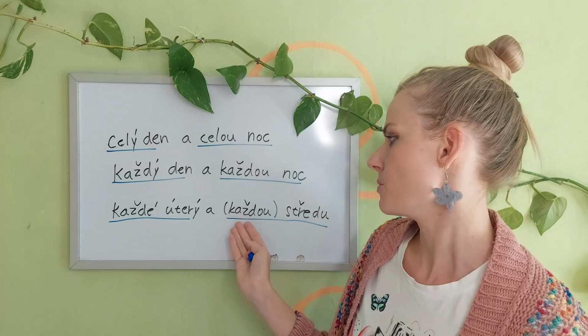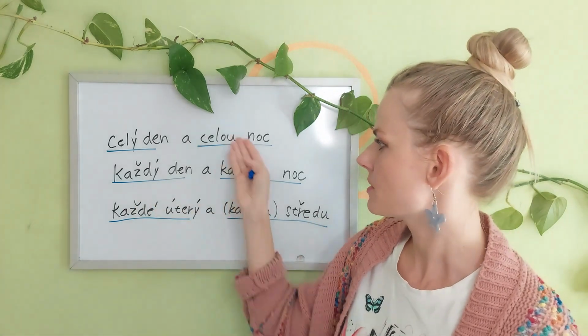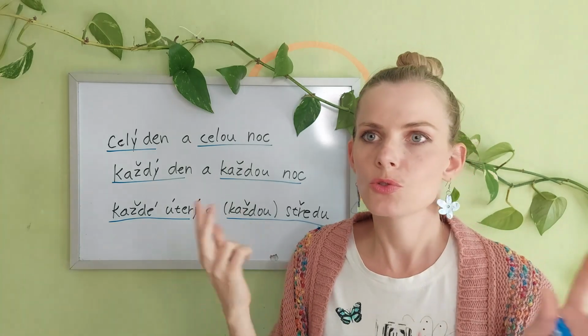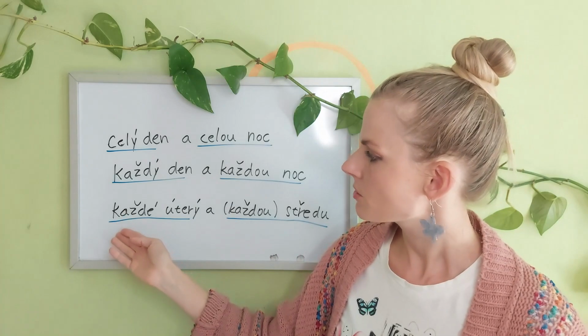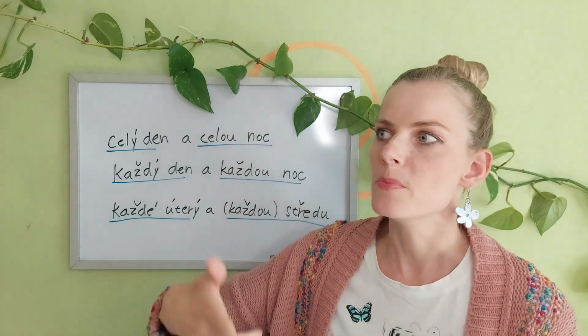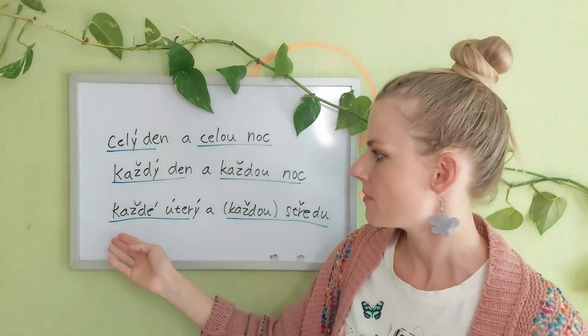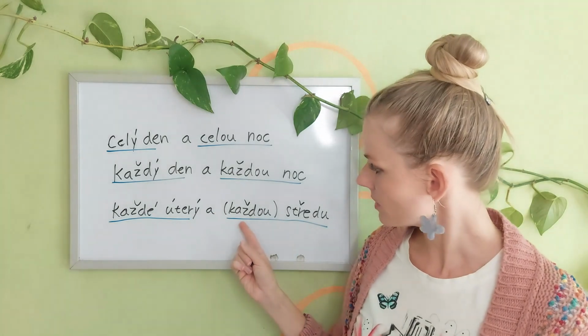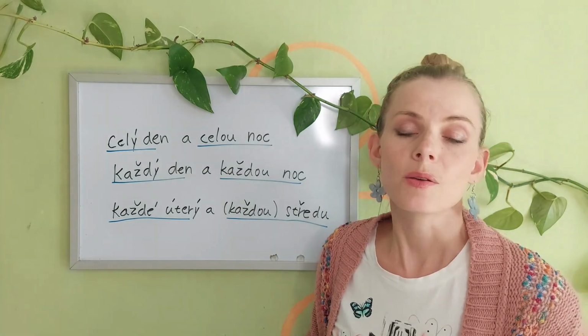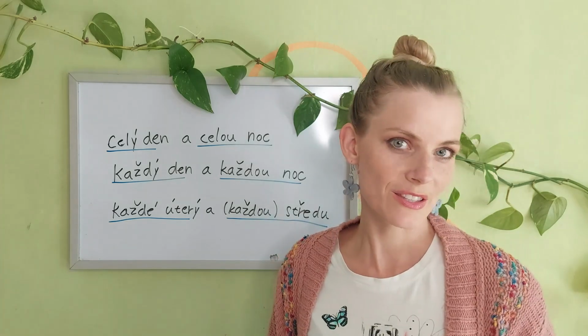You do not need to repeat it actually. Here we could leave this out. For example, if you mention 2 or 3 days of the week and you mention the word each, you don't have to repeat it before every day. You could say každé úterý a středu, and that's fine too. You leave it here if you want to emphasize it. It depends on you. Are you ready for an exercise?